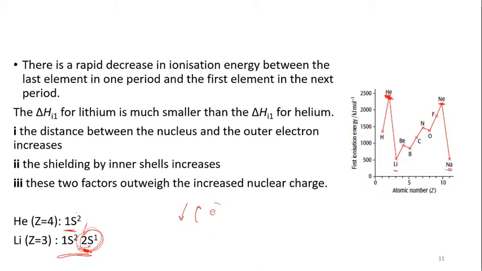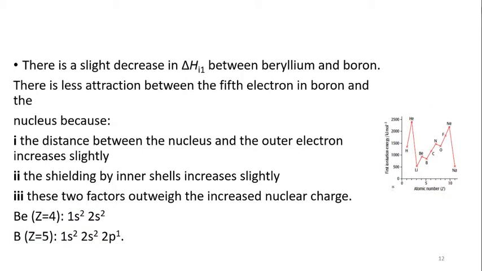So now I add another shell, and this shell will be shielded from the nuclear charge because it is further away from the nucleus. This is why there is a very big drop in the ionization energy between helium and lithium. If I look at this graph again, although I said the ionization energy increases across the period, I can see a slightly small drop between beryllium and boron, and another drop between nitrogen and oxygen.